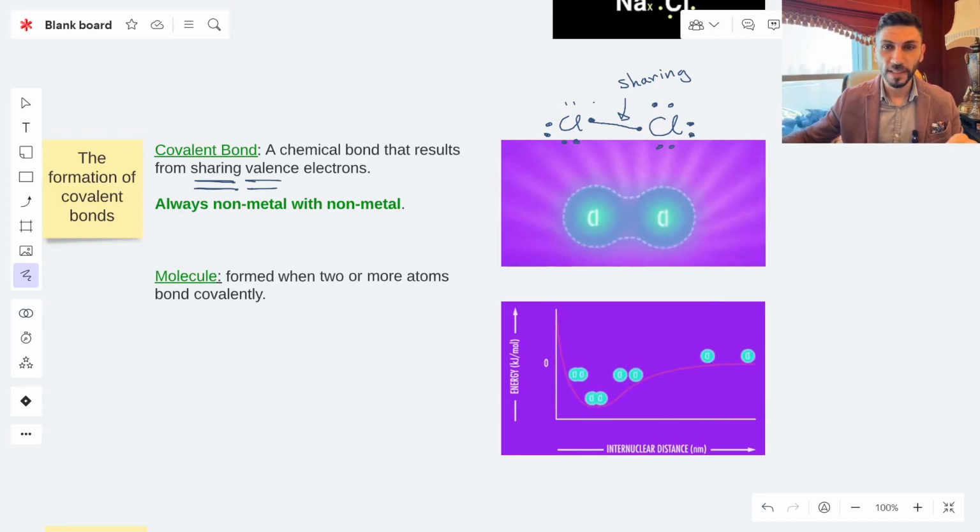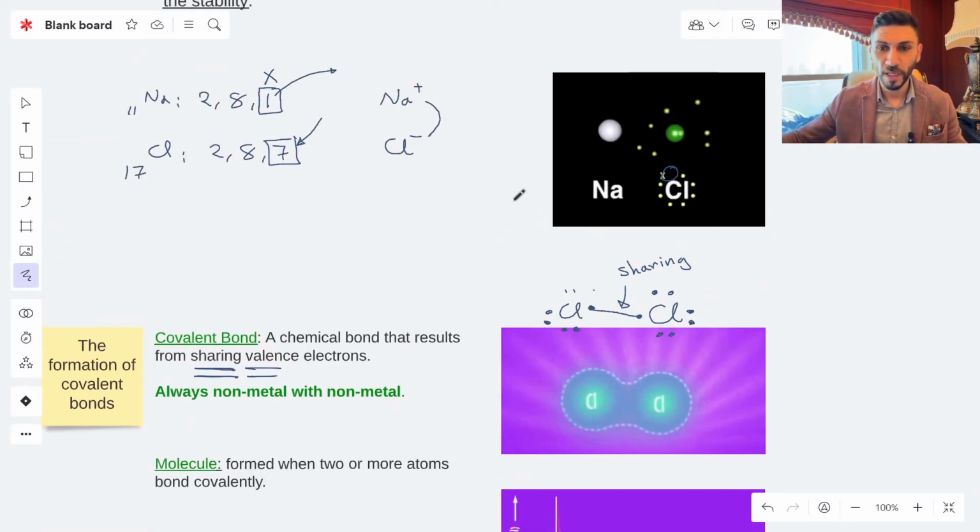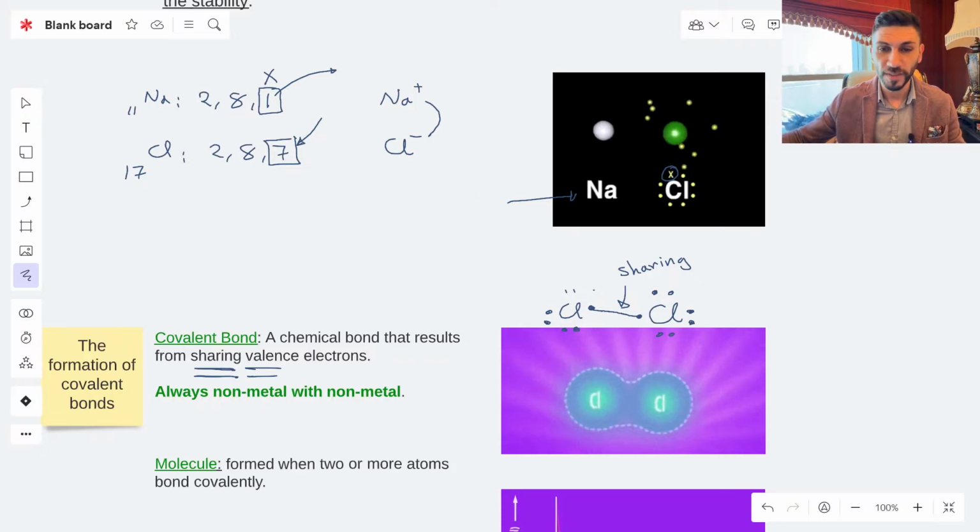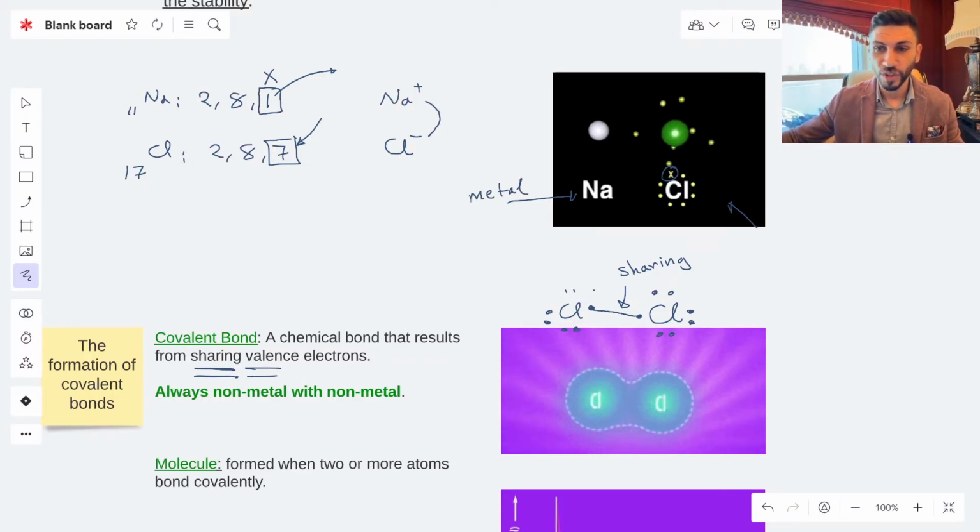And don't forget, the ionic bond always occurs between a metal, which is the sodium in this case, and a non-metal, which is the chlorine.